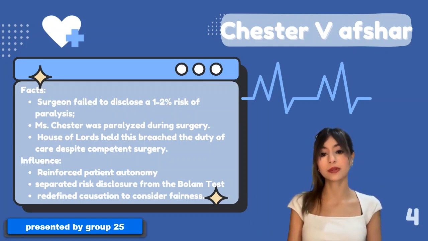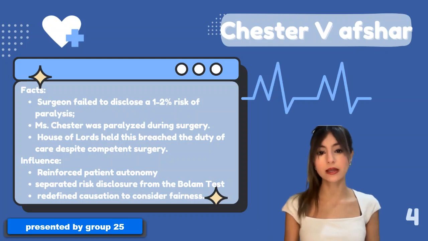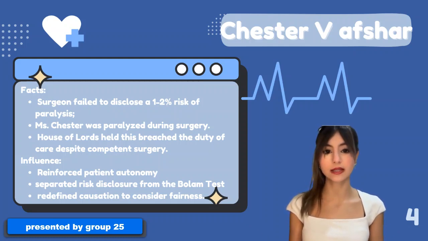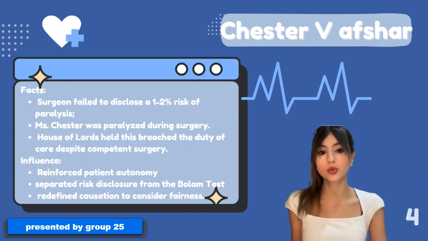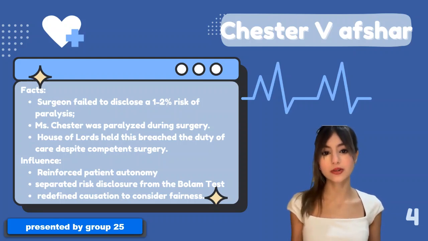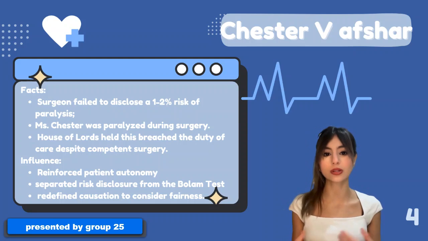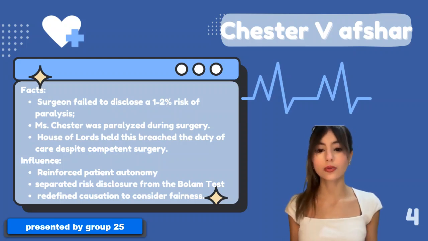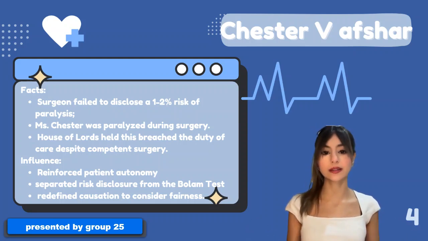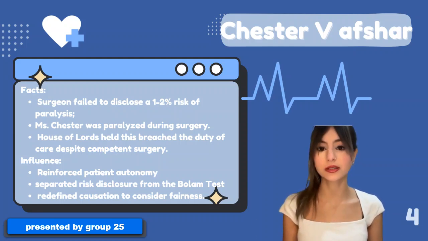Another key principle is material risk. A risk is deemed material if it is significant to a reasonable patient, or if the doctor knows that the specific patient would consider it important. The court emphasized that what is material depends not only on the likelihood of the risk, but also on its potential impact on the patient's decision. So basically, this case set a precedent that clarified the legal obligations of healthcare providers to ensure informed consent, prioritizing the patient's right to autonomy over professional discretion and risk disclosure.